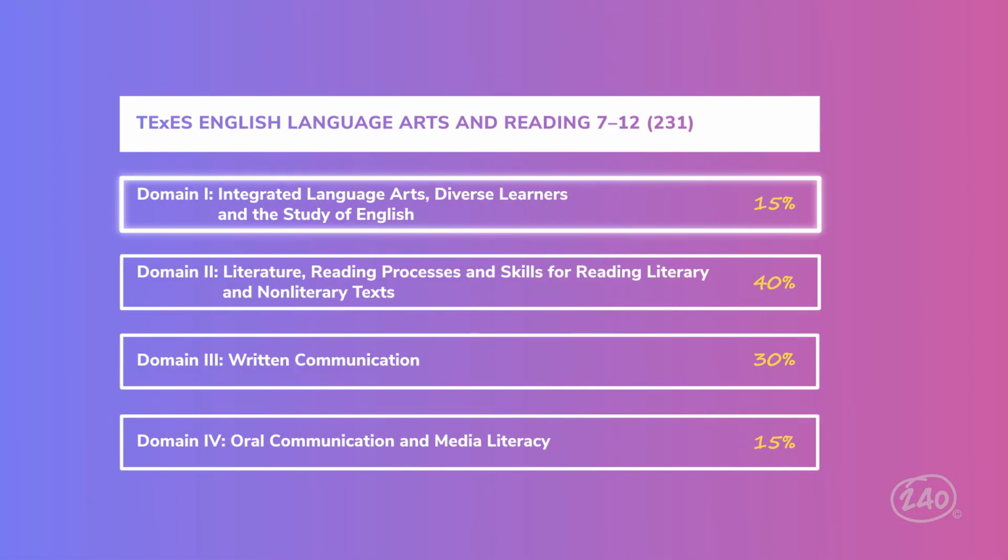We've made it through our two biggest domains, but we can't just skim the next two. They're each worth 15% of your exam, so that makes up a significant chunk. Let's just back up to Domain 1, and then we'll finish this portion out with Domain 4. Domain 1 will assess your knowledge of relationships between language arts and other aspects of students' lives, teaching language arts to diverse student populations, and the structure and development of the English language.